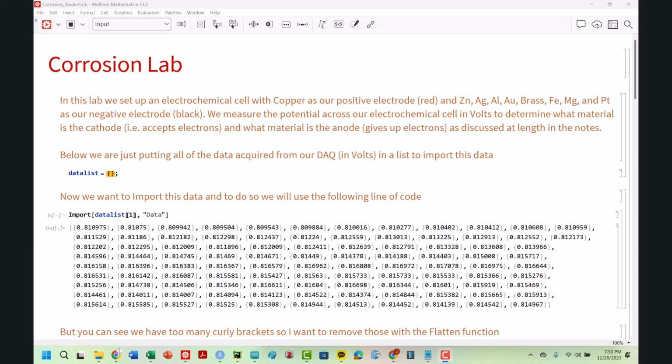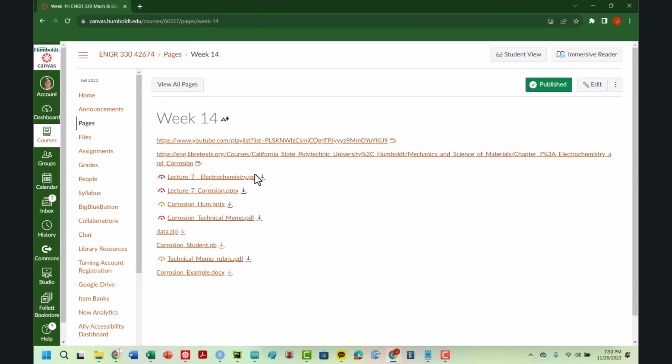All right, everyone, we're about to do our analysis for our corrosion lab. So we set up our copper as a positive, and we ran some tests and said now it's time to analyze the data. So we're going to go to week 14. We are going to download our data in the zip file.